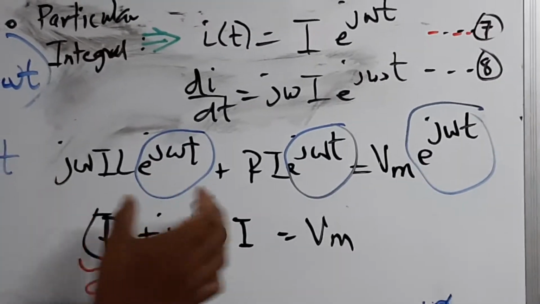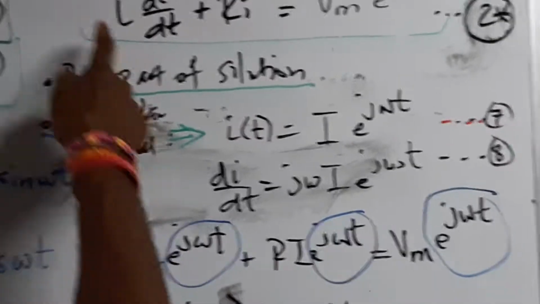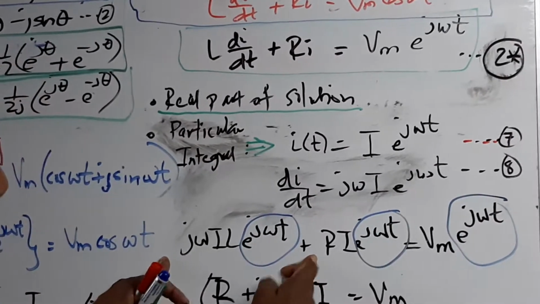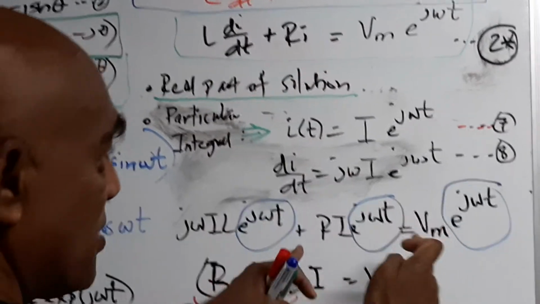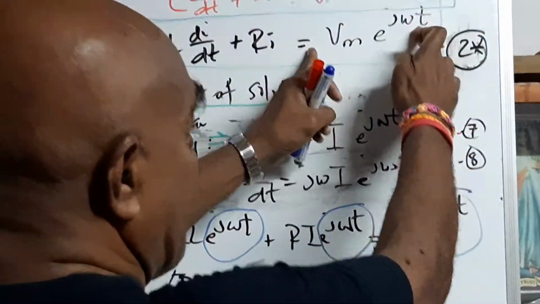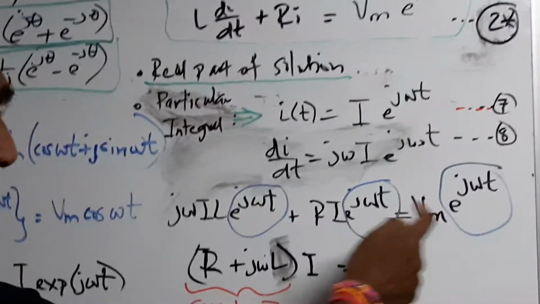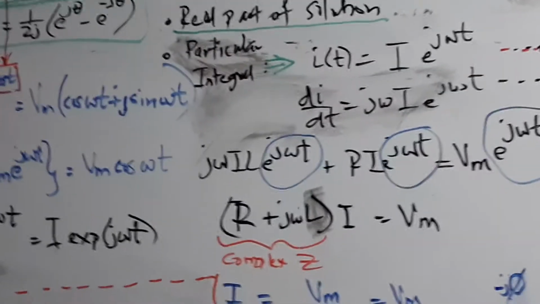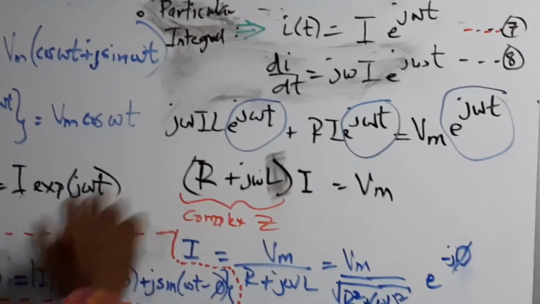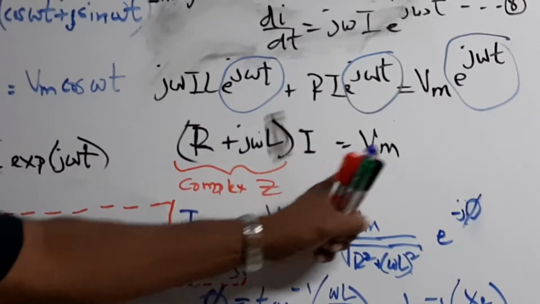Then we look back at equation 2 star. So we simply take L di dt, which is represented by this portion here, and Ri, which is represented by that portion there, and it is equal to the forcing function, the same forcing function which is down there. I've circled the common factors in here so that we can divide throughout by e to the j omega t, which cancels everything. So we factorize the left-hand side, I common factor, into R plus j omega L equals Vm.